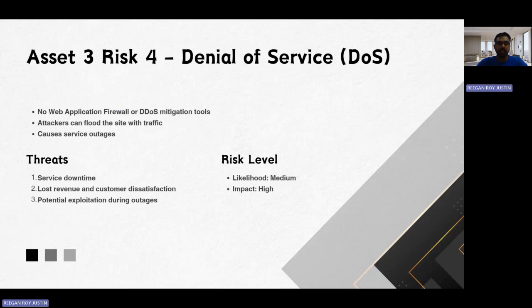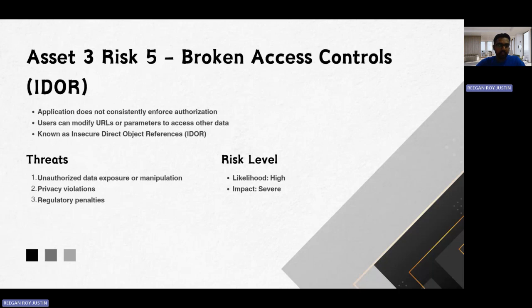Attackers sometimes combine DoS attacks with other exploits to distract security teams. The likelihood is medium, but the impact is high because downtime affects customers and business operations. Mitigating this requires a combination of WAF, DDoS protection, and monitoring to detect and block attacks quickly. Let's move on to the last risk.